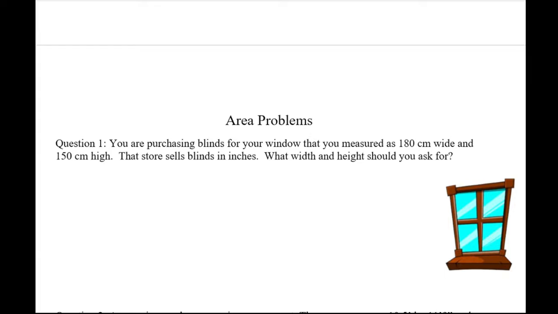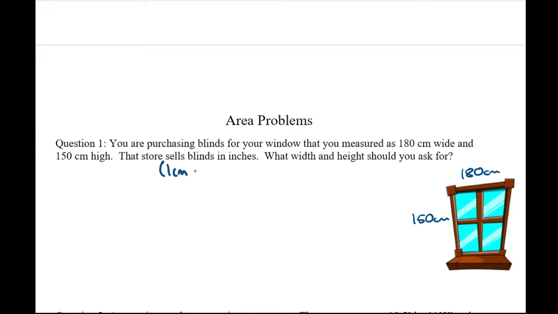So question 1, you are purchasing blinds for your window that you measured as 180 centimeters wide and 150 centimeters high. That store sells blinds in inches. So what width and height should you ask for? So we have our window here, you could say, is 180 centimeters wide and 150 centimeters tall. I need to be able to convert this to inches, so I need a unit rate. I need to know how many inches there are in 1 centimeter.